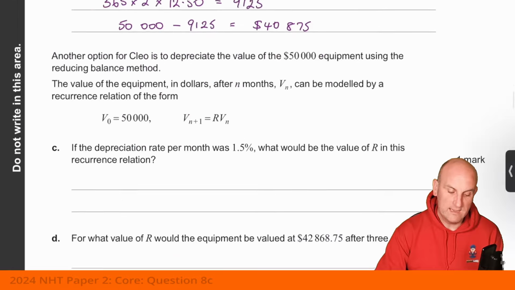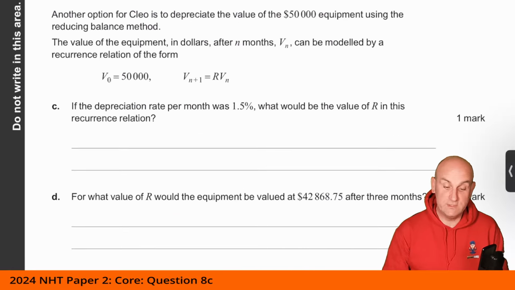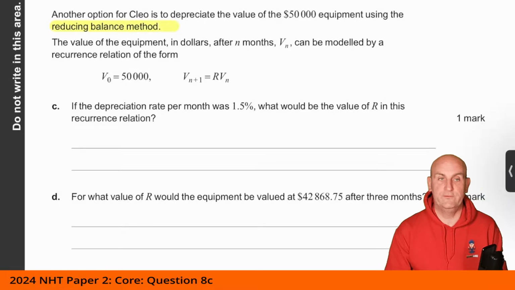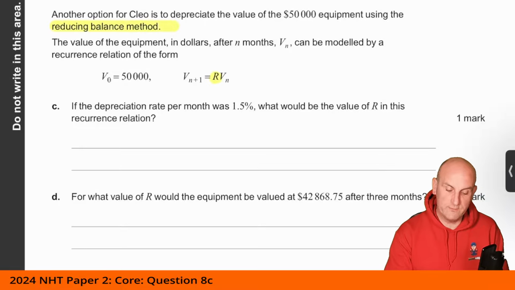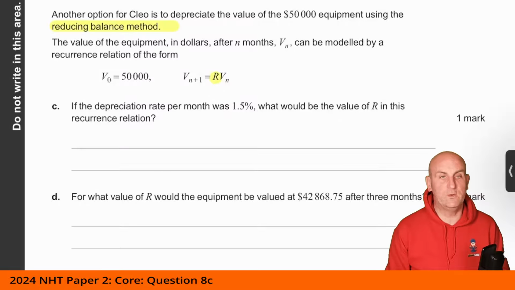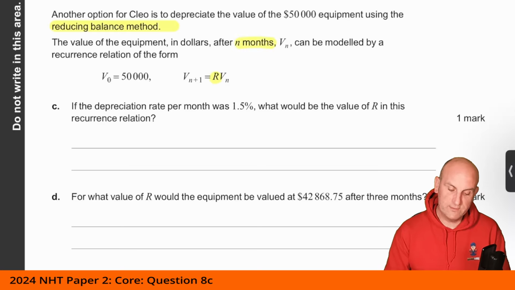Now, another option for Cleo is to depreciate the value of the 50,000 equipment using the reducing balance method. And again, a lot of people don't understand the difference between that. This is where we have the multiplier, and luckily in this situation they've given you that. The value of the equipment in dollars after n months can be modeled by the recurrence relation of that form. If the depreciation rate was 1.5% a month, what would be the value of R in this recurrence relationship?